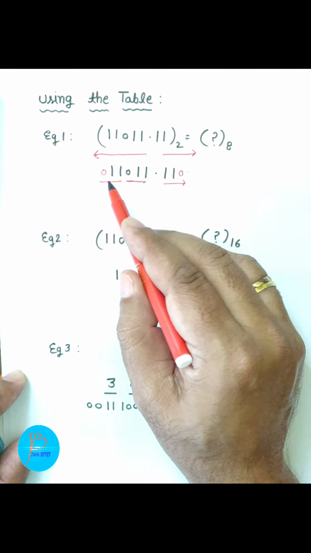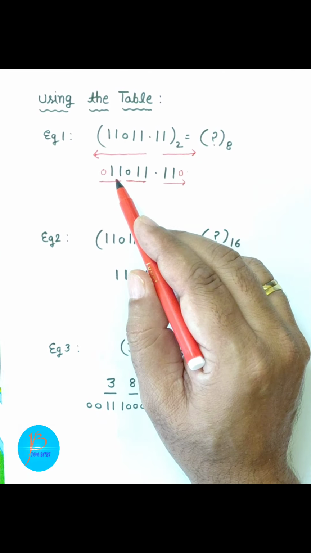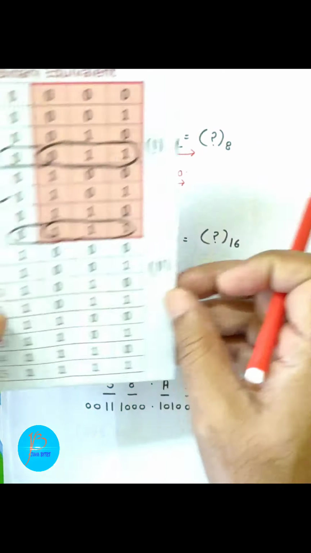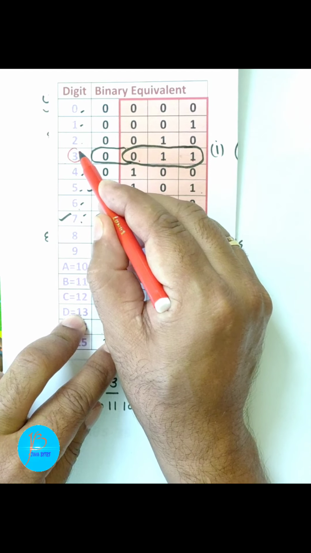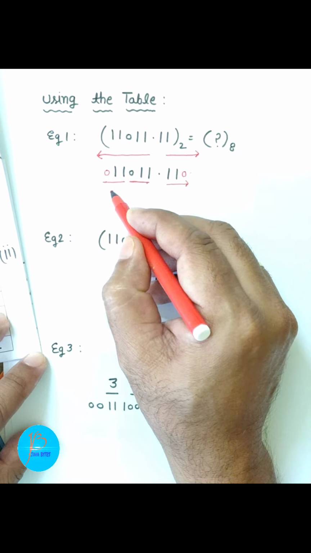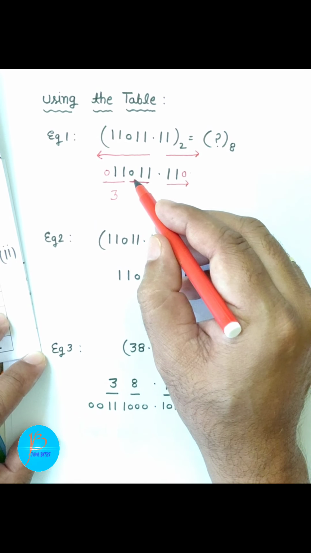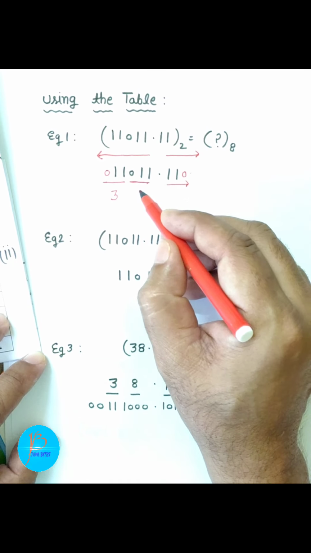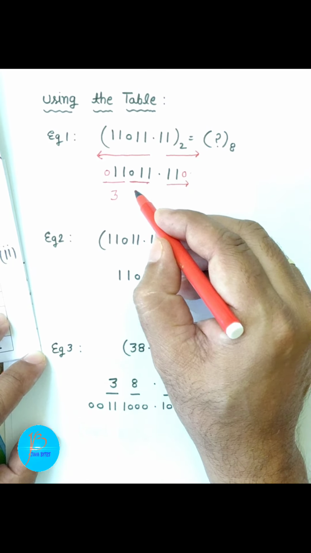For example, here we see that the first group is 011, and if you look at the table, you can see that 011 represents the value 3. So we can mark the first group as 3. In the same way, children, the second group is also 011. It is also equal to 3.